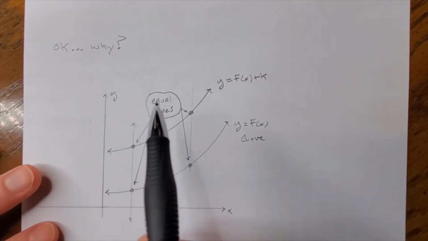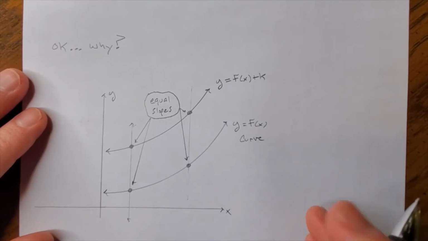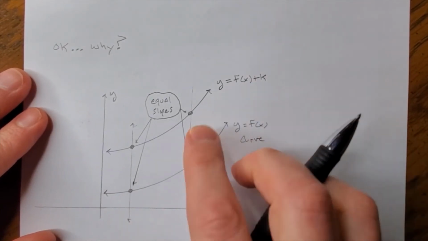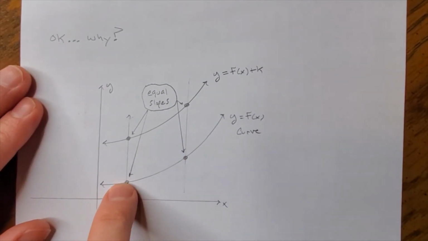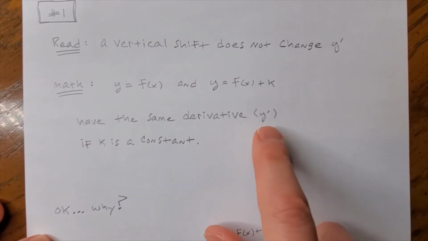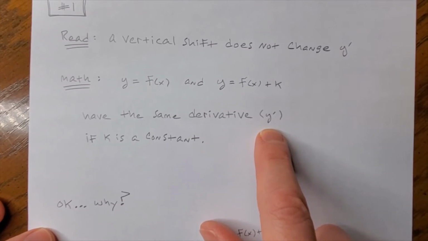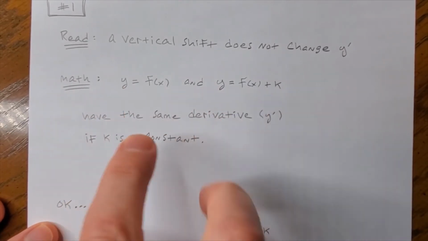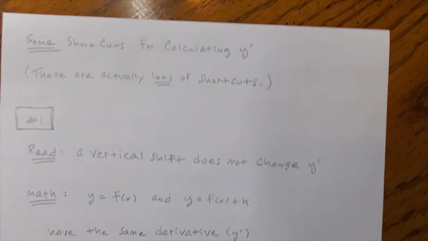So if you think about it just geometrically, a curve and its vertical shift, well, at any given x coordinate, they're going to have the same exact slope. And since the derivative tells you the slope of the original curve, that means that these have the same derivative. Okay, it's not hard to show you some examples on that.